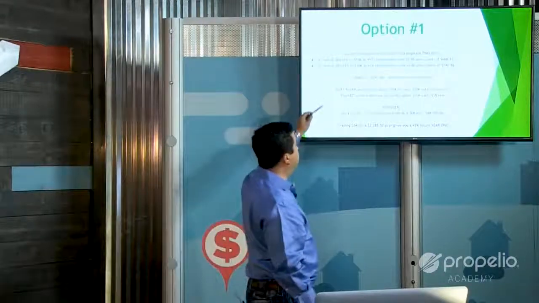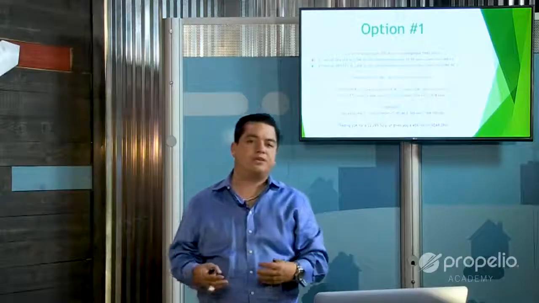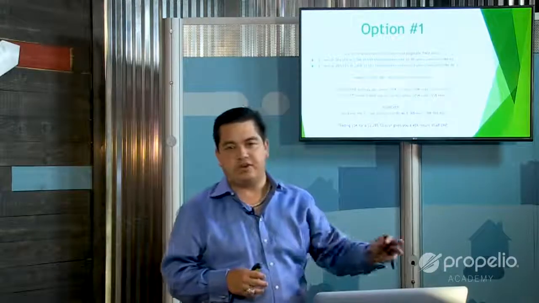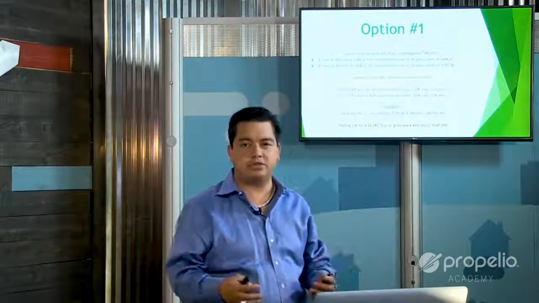Well, remember, you're going to be keeping the second lien position note. So what does that mean? You're going to be getting this cash back. You're going to be raising that capital. You can go do another deal. However, you're going to be keeping the second lien position, which is $190.46 for 30 years. You'll still have the opportunity to make $68,565. This is where I really want you guys to get into. If you sell the note, you're still in the transactional income situation.